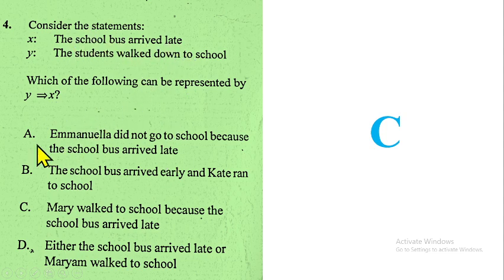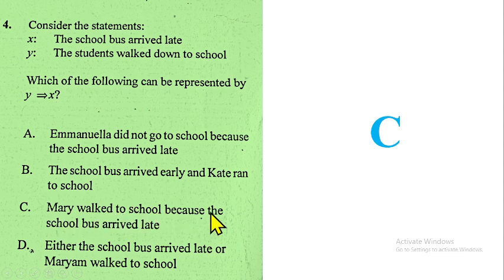So if you look at the options given to us here, Manuela did not go to school because the school bus arrived late. That didn't go well with what you're having here. The school bus arrived early, and Kate ran to school. That also didn't go with what is given to us.